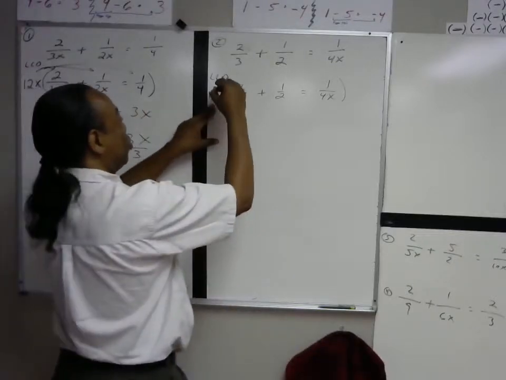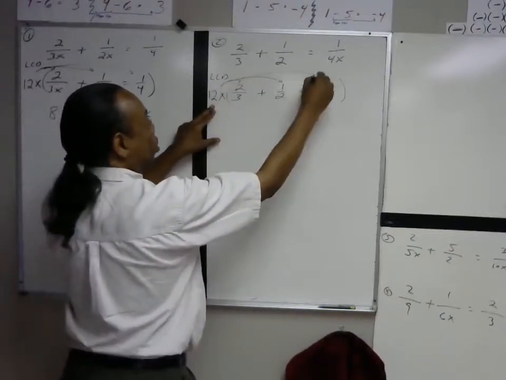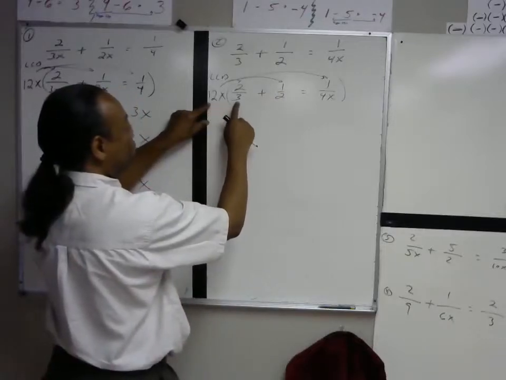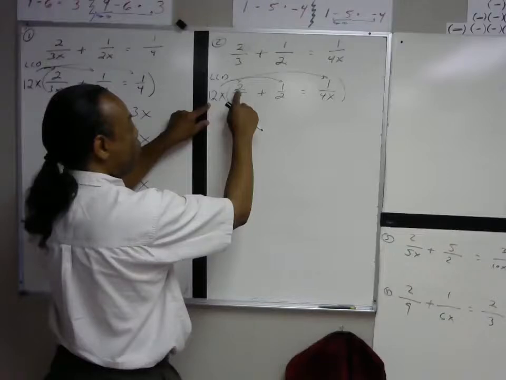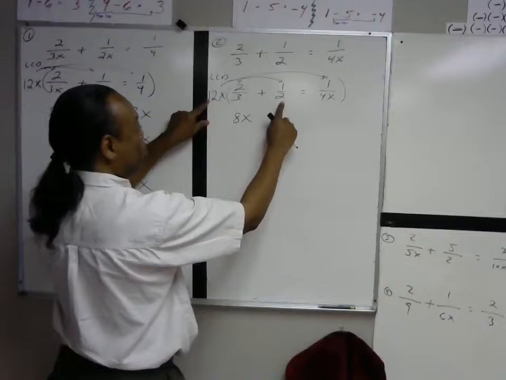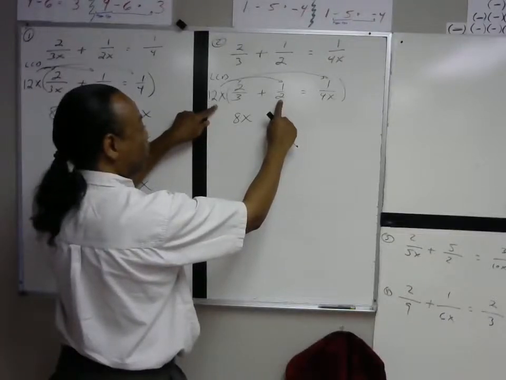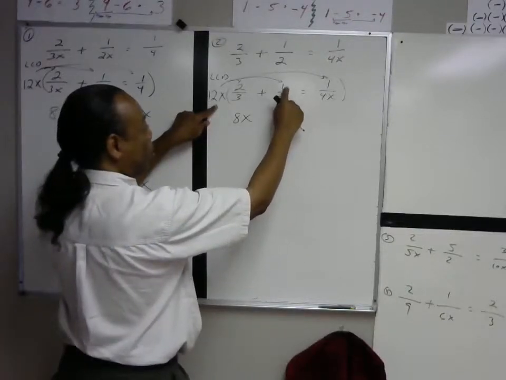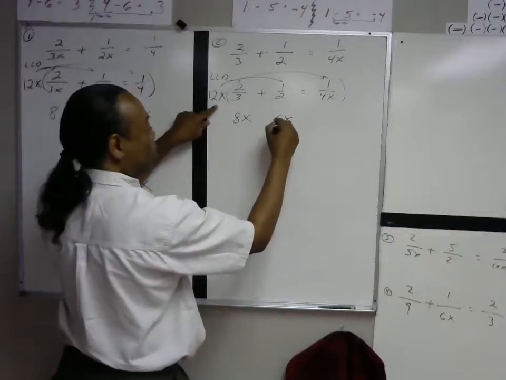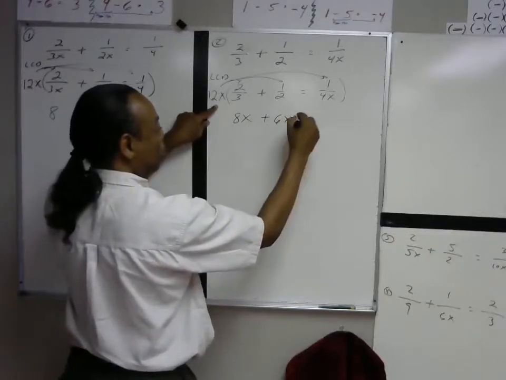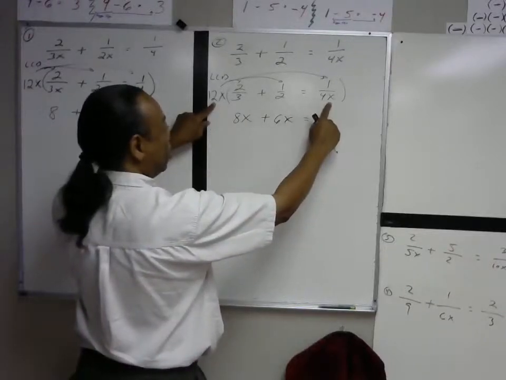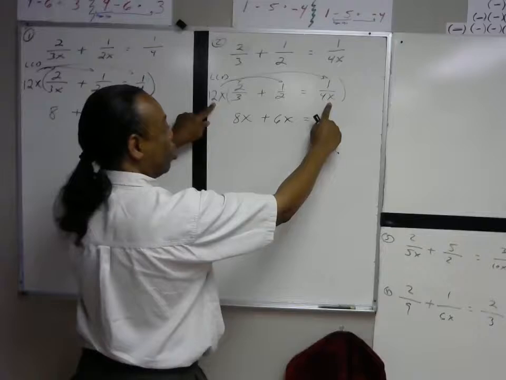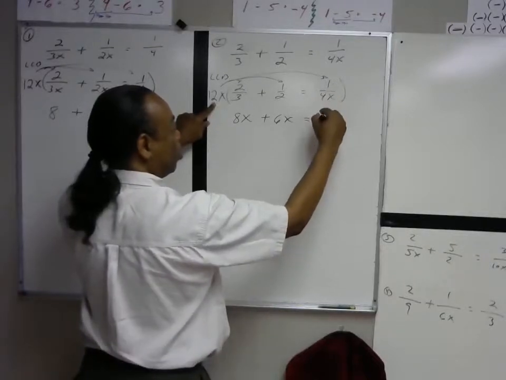Okay, now let's distribute here, here, there. 12x divided by 3 is 4x. 4x times 2 is 8x. 12x divided by 2 is 6x. 6x times 1 is 6x. Plus 12x divided by 4x is 3. 3 times 1 is 3.